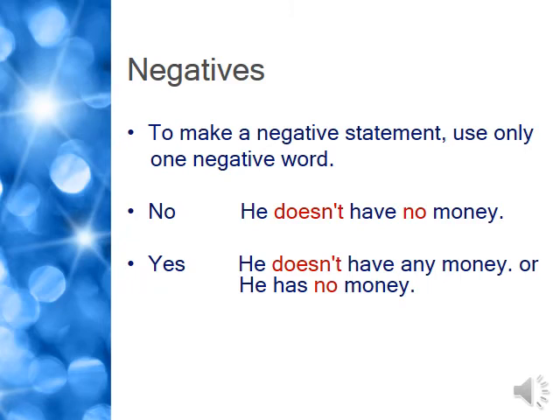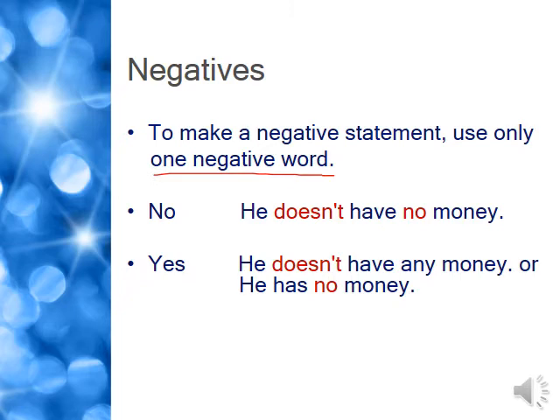To make a negative statement, use only one negative word. So what is the meaning of one negative word? We said that not is a negative word, no is a negative word, nothing is a negative word. There are also many negative words. We're going to look at them in the next slide. So for example, let's look at this one. What does it mean to use only one negative word?